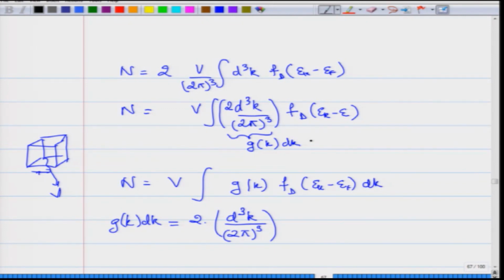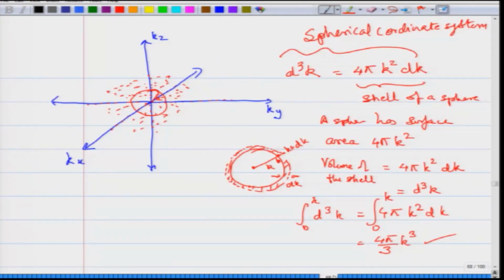This is the total number of states which are present between k and k plus dk, which is what we had calculated. Assuming that there is no asymmetry in the momentum distribution of the electrons and it is completely spherically symmetric, to find out how many states are present between k and k plus dk, we consider it as a spherical shell whose volume is 4 pi k square dk. This is the volume of the spherical shell between k and k plus dk.